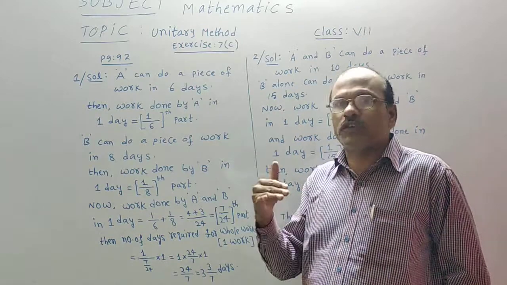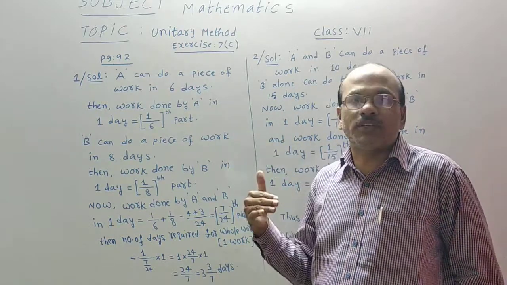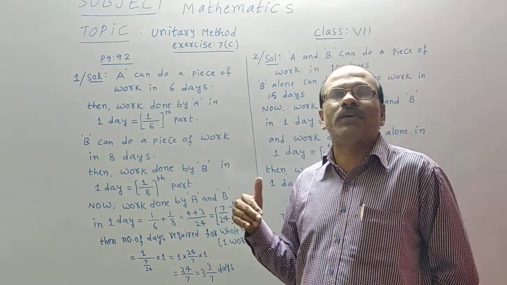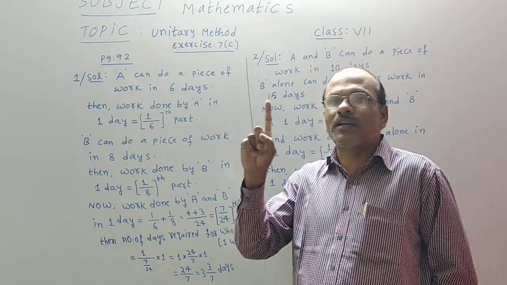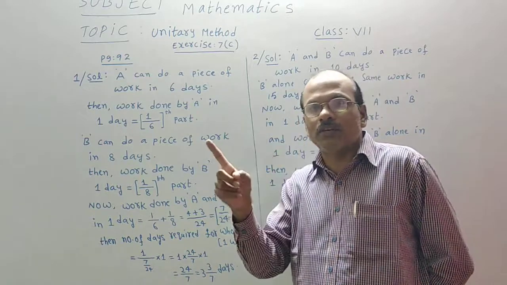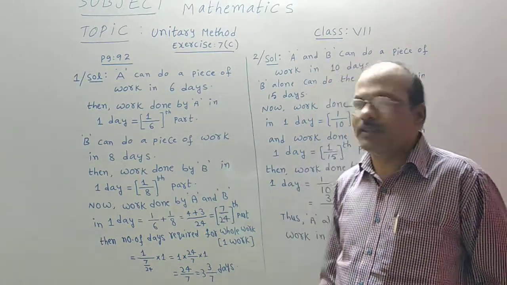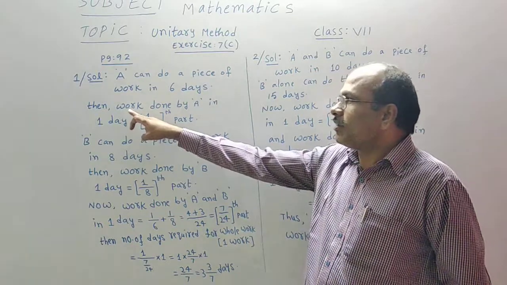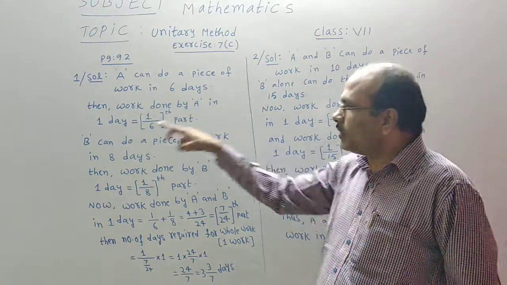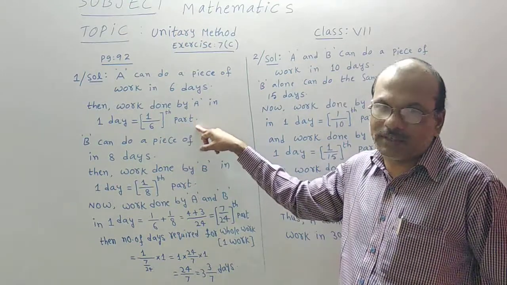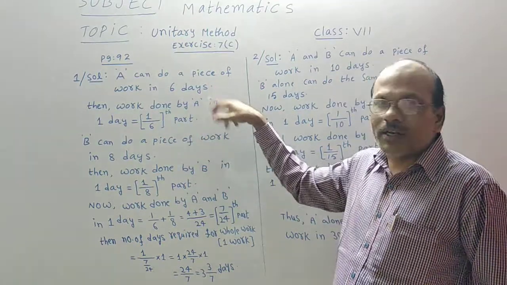4 days, 4/6. 5 days, 5/6. 6 days, 6/6. If we cancel, 1/1 gives you 1 work. That is the whole work or full work. Am I correct? So the work done by the person A in 1 day is 1/6 part of the work. Okay.